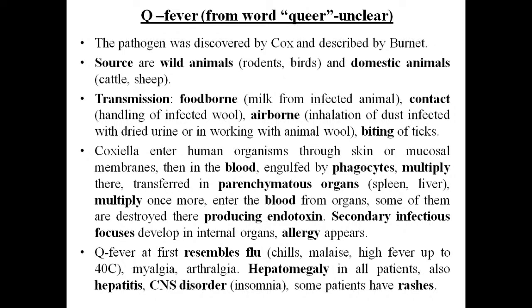In clinical manifestations, Q fever at first resembles flu because it is characterized by chills, malaise, high fever up to 40 degrees Celsius, myalgia and arthralgia. You know that bacteria multiply in the liver, so we can see hepatomegaly, enlargement of the liver, in all patients, and sometimes hepatitis. After some time, the disease leads to central nervous system disorder, and we can see insomnia, problems with sleep in patients, and some patients have rashes.